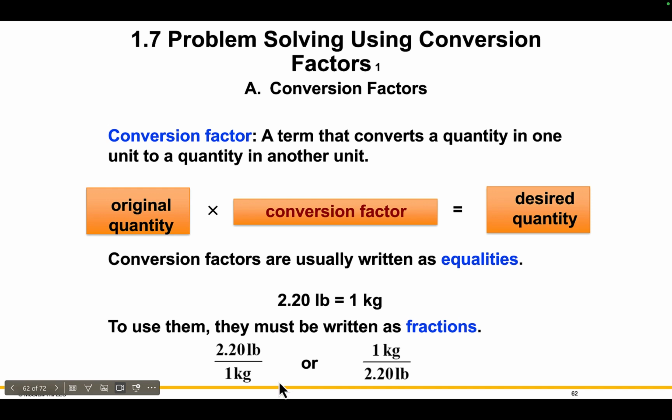Depending on what we're looking for, we might need this first conversion factor, or we might need the inverse of it and need the second conversion factor. It really depends on where you're starting and where you're going, and you're going to hear me talk about this pattern quite a bit as well.